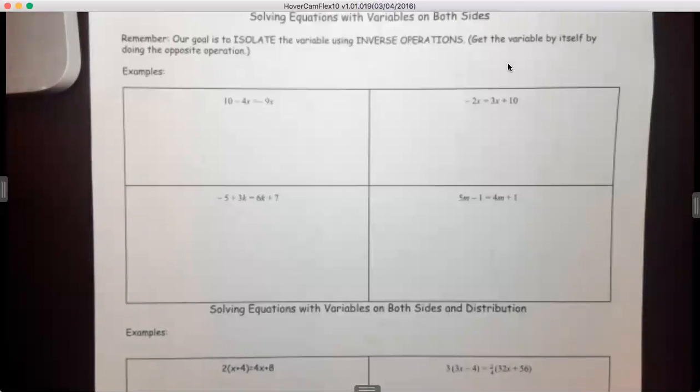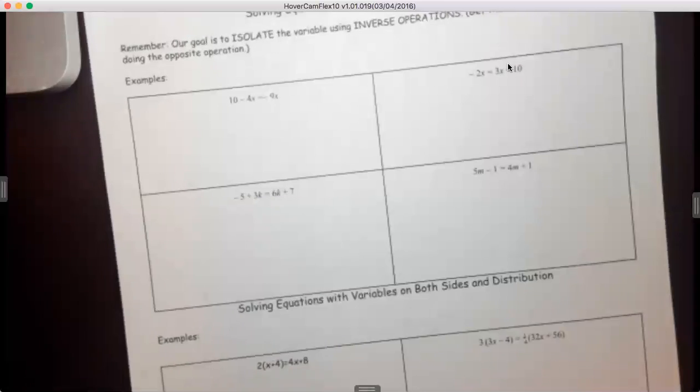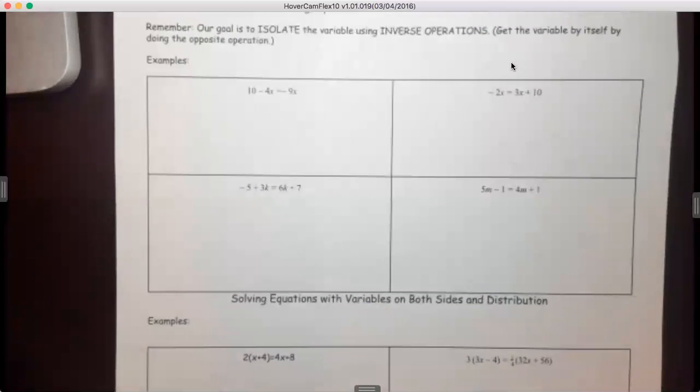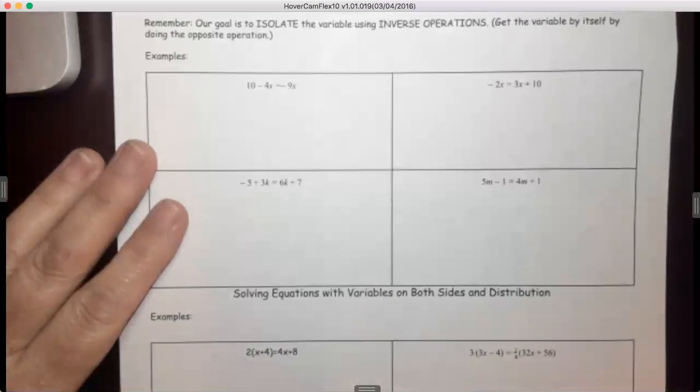Okay, right now we're going to do solving equations with variables on both sides. We are going to use our inverse operations in order to do that. We need to remember that our goal is a variable on one side and a number on the other side. Then we want our variable to be positive and alone.